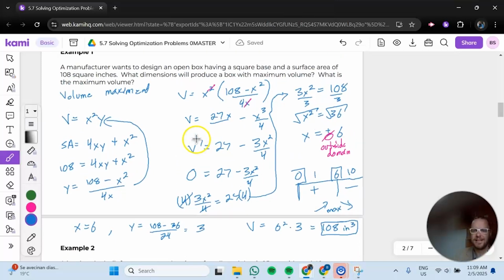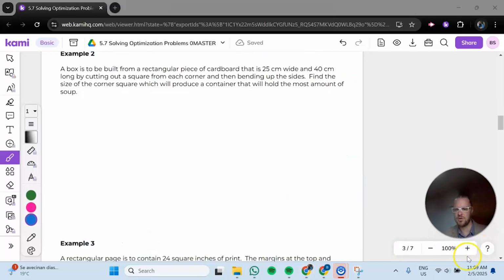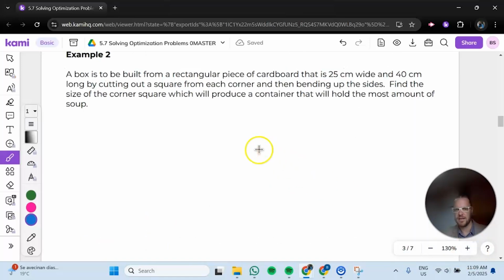Okay, let's take a look at our next one. Hopefully I left myself enough room, but maybe what I'll do is I'll actually zoom in just a little bit here so that I'm writing a little smaller. See if that helps us. All right, so we got a box to be built with a rectangular piece of cardboard that is 25 centimeters wide and 40 centimeters long by cutting out a square from each corner and then bending up the sides. Find the size of the corner square, which will produce a container with the most amount of soup.